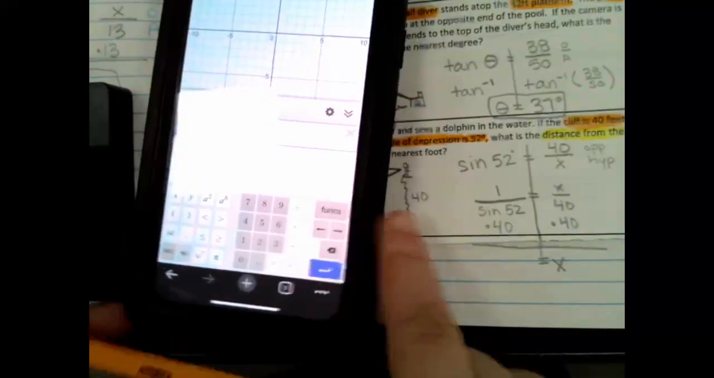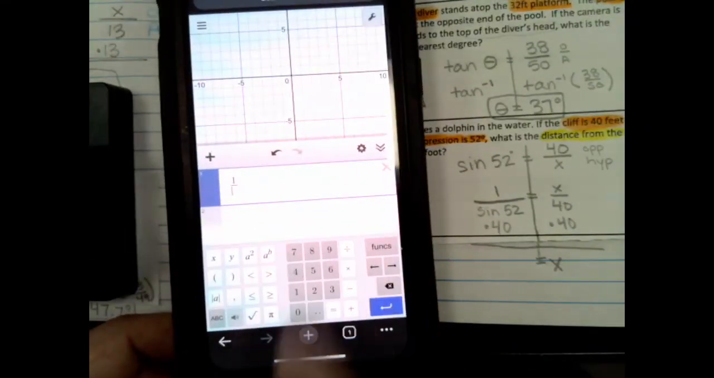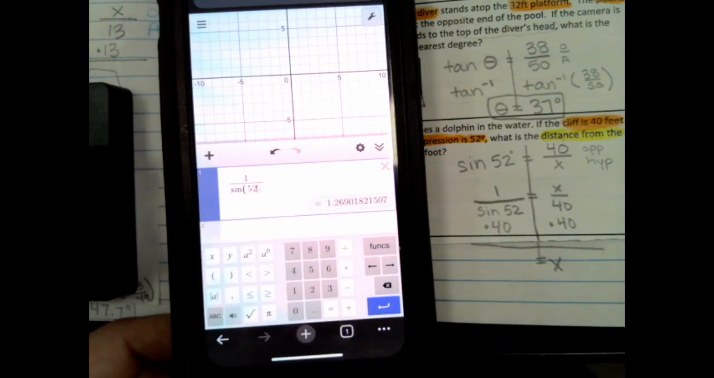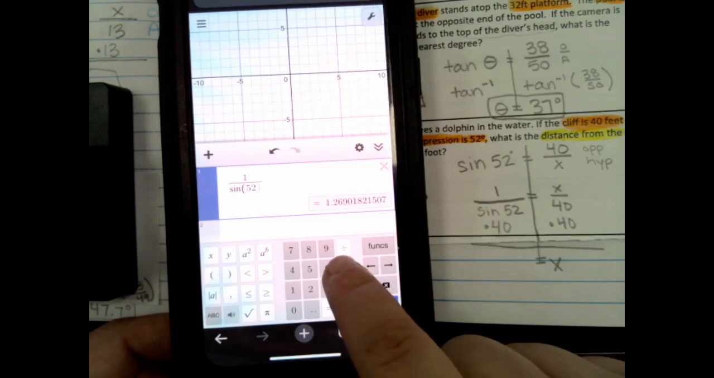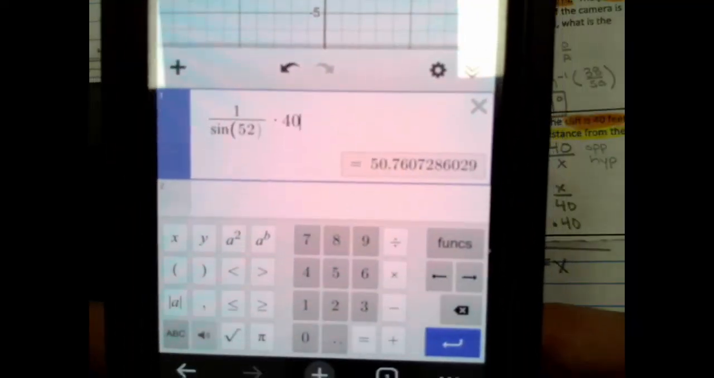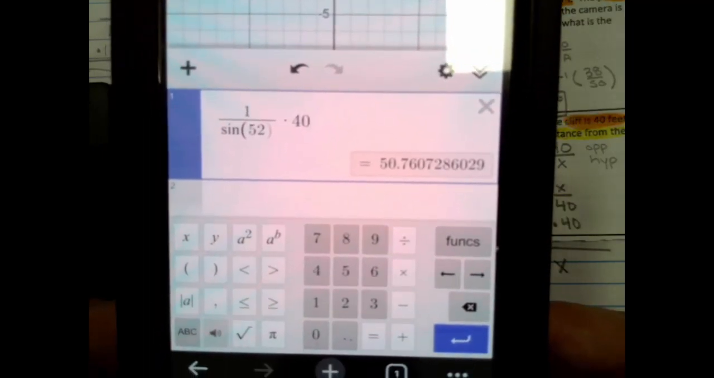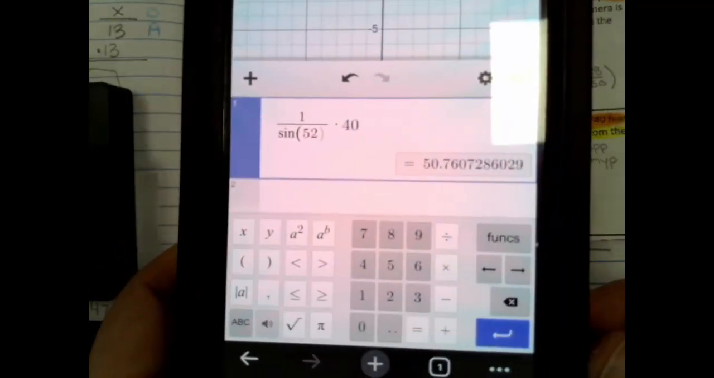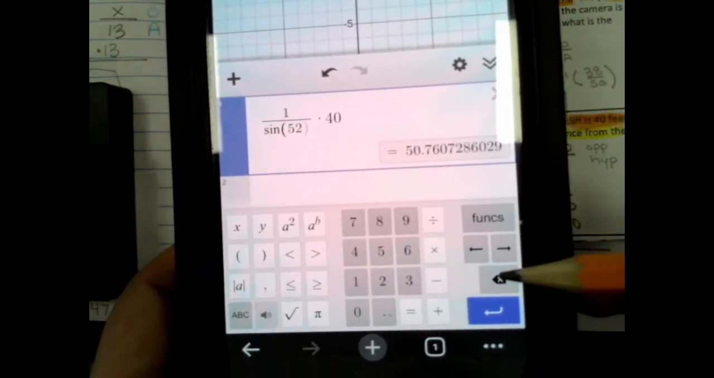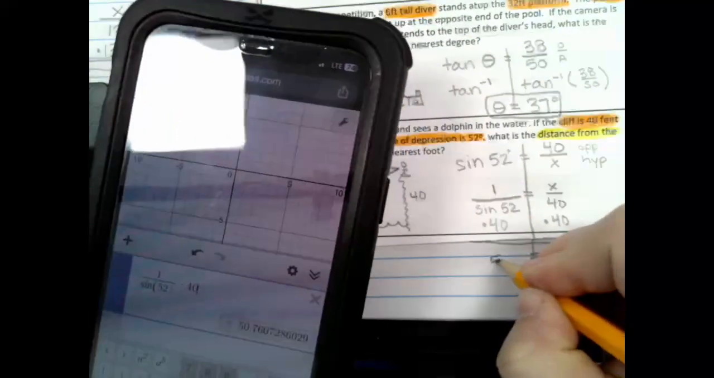All right, so 1 over the sine of 52. And then times 40 off to the side. And we get 50.7607286029. What did it want us to round to? Nearest foot. So just the whole number. So do we want to round it to 50 or round to 51? 51. Good. And then label that with that feet.